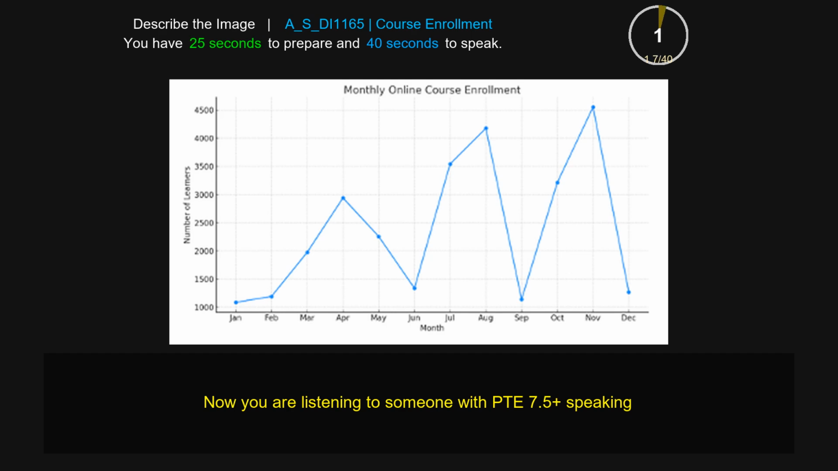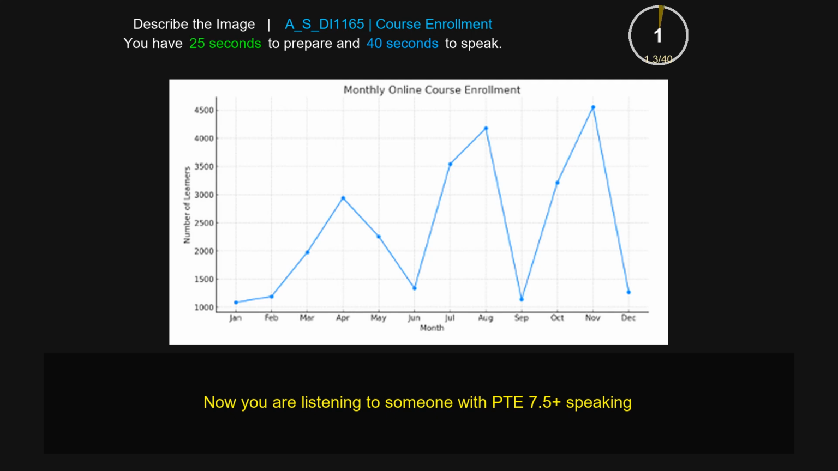The given image is a line graph and it gives information about monthly online course enrollment from January to December, indicated in number of learners. Firstly, I can see the highest value is in November, which is 4,500. The lowest value belongs to January, which is 1,000. The values of April, May, June, July are 3,000, 2,200, 1,400, and 3,500 respectively. In conclusion, there is a substantial gap between all months in monthly online course enrollment.